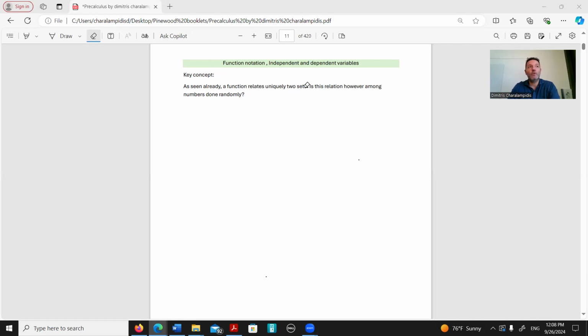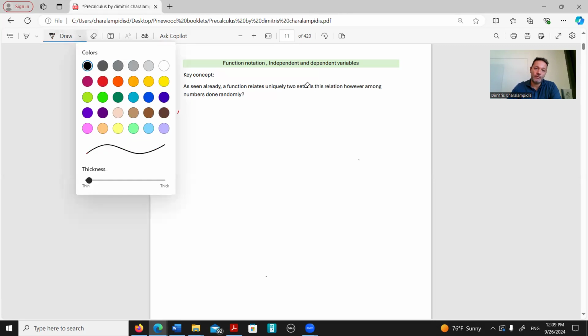Now, if you remember, we've said that in a function, we basically have a connection between two sets, A and B, and we connect input values to output values. The question in this video will be the following. Is this connection among numbers done in a random way? Do we simply take input values and connect them to random output ones? No. The answer is clearly no.